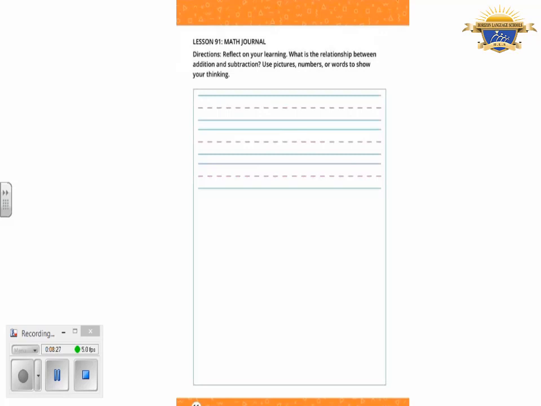Lesson 91, Math Journal, Directions. Reflect on your learning. What is the relationship between addition and subtraction? Use pictures, numbers, or words to show your thinking. We said that there is a relationship between addition and subtraction. Addition and subtraction are related to each other, and they are the inverse or the opposite of each other.